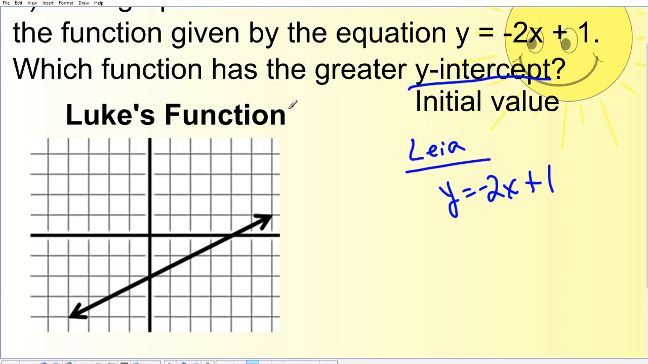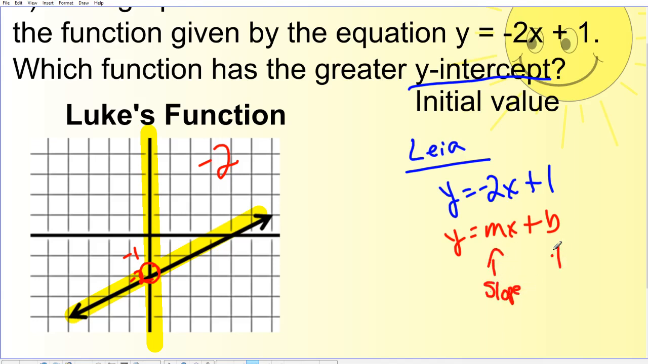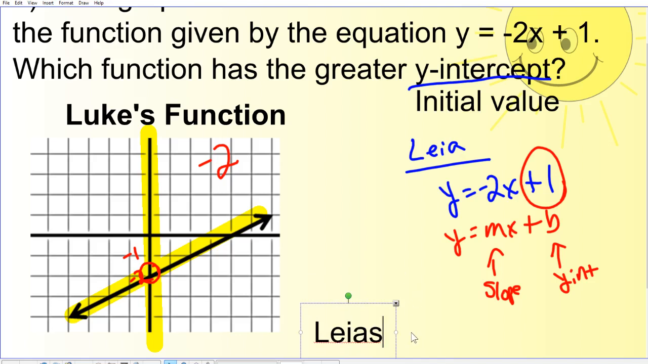When I look at Luke's y-intercept, it's where the line crosses the y-axis. They cross right here when the y-value is negative 2. So Luke's y-intercept is negative 2. For Leia's y-intercept, this is just understanding slope-intercept form, y equals mx plus b. This is your slope, this is your y-intercept, which means Leia's y-intercept is positive 1. So which one's bigger, Luke's negative 2 or Leia's positive 1? You're darn right, it's Leia's, because positive 1 is bigger than negative 2.